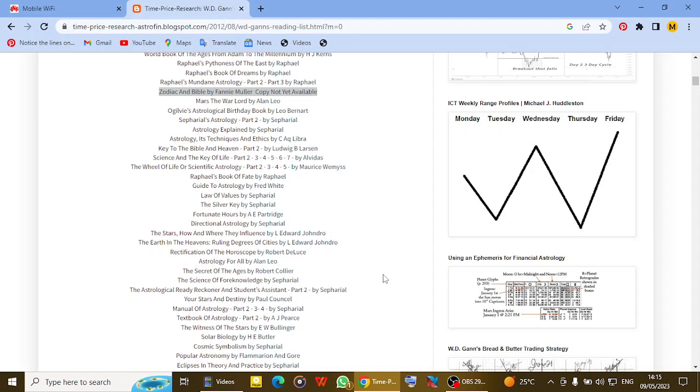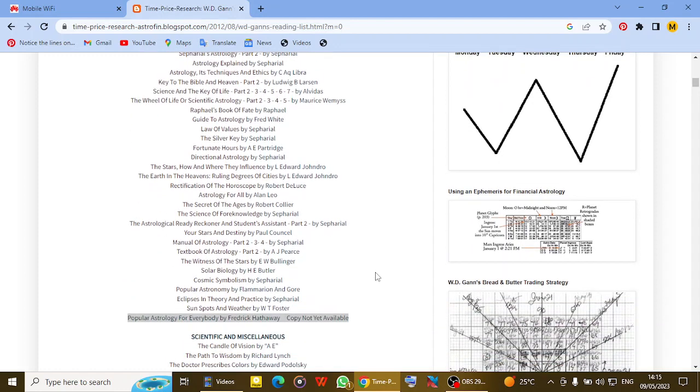I'll give an example of one book in the astrological section that changed my understanding of astrology and its application in trading or forecasting markets. The book I read was, when I got to it, The Science of Foreknowledge by Cefario.